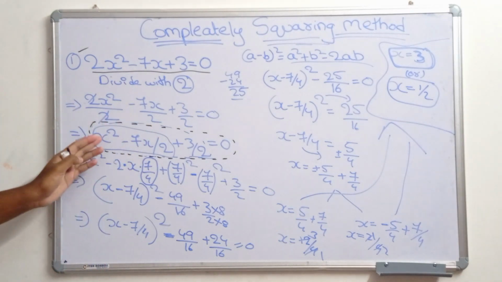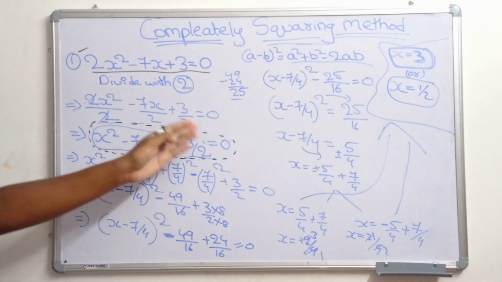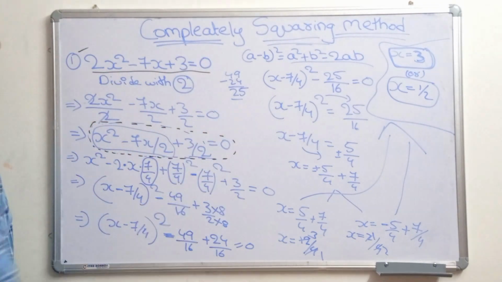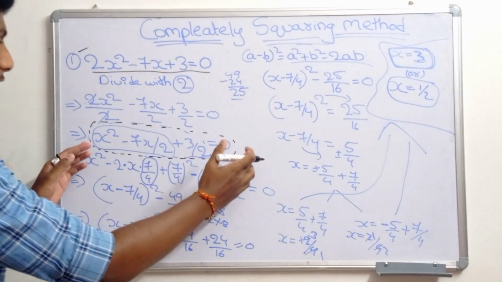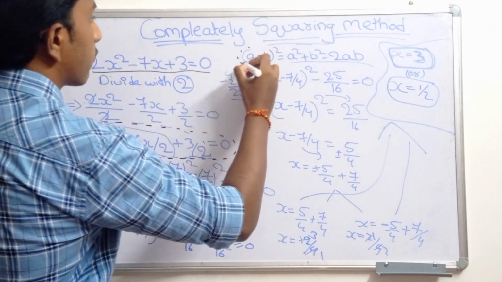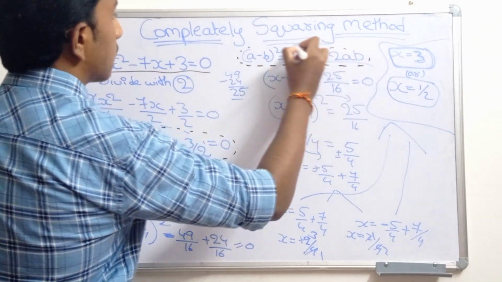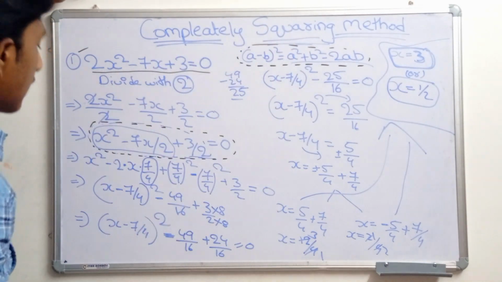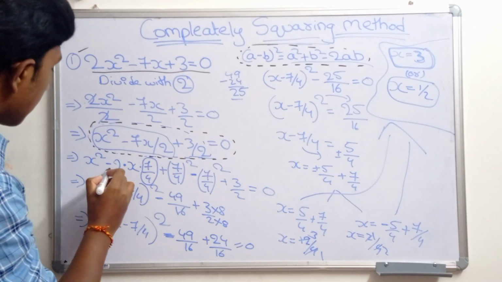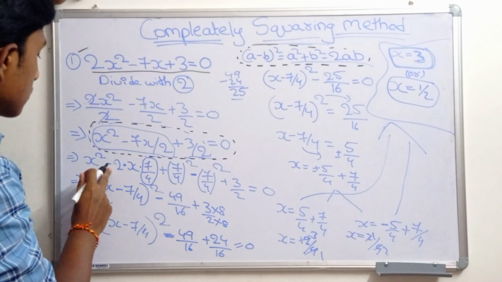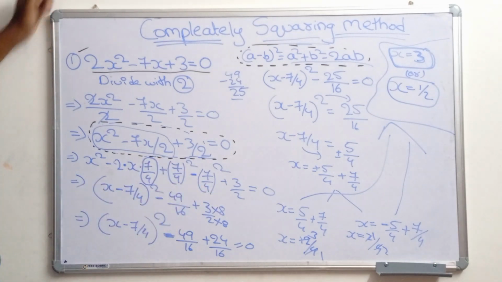Guys, is it clear? x square minus 7x/2 plus 3/2 is the equation which you get after dividing with 2, guys. After completing the first step, you will get this equation. Now this equation, to get the factors, I am splitting in this way, in this given formula. I am splitting in this (a - b) whole square formula. If I have the sign plus here, I'll use (a + b) whole square. So I am having the minus sign here.